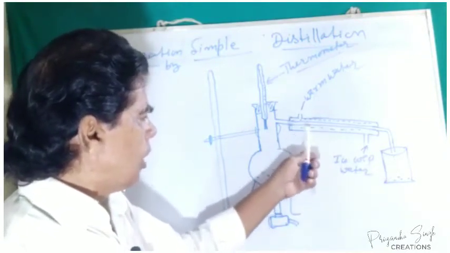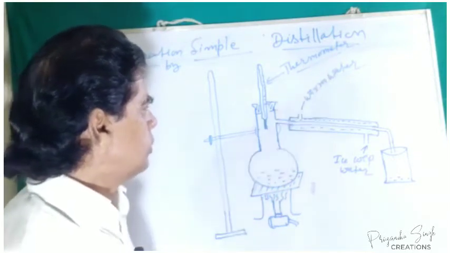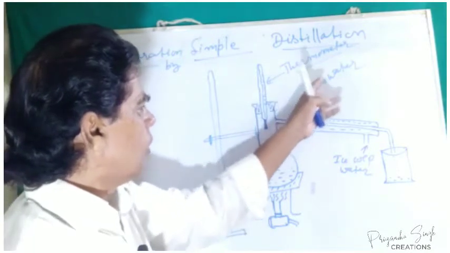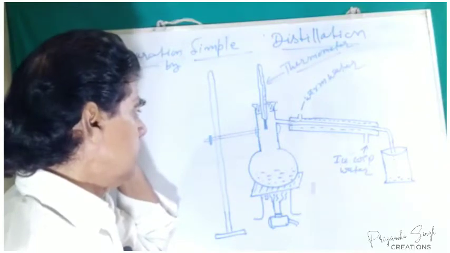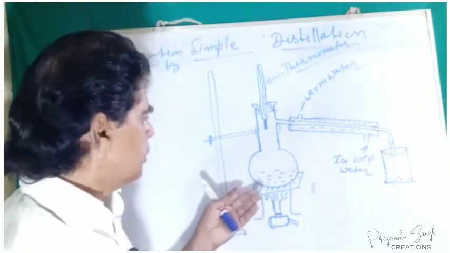The water in the jacket comes out warm. This is the outlet of warm water. In this way, the distillation is performed.